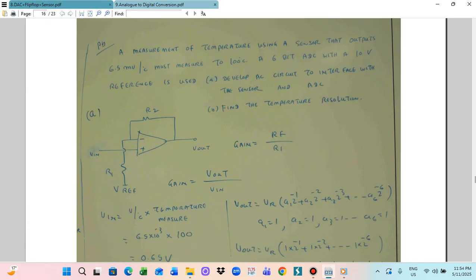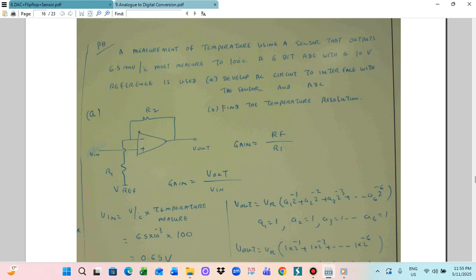Okay, so this is the circuit for temperature measurement, the measurement of temperature using a sensor. The sensor output is 6.5 millivolt per degree centigrade, and we must measure up to 100 degree centigrade. So the sensitivity is 6.5 millivolt per degree centigrade. In this case, we use a digital gate, a 6 bit analog to digital converter, and the temperature reference.